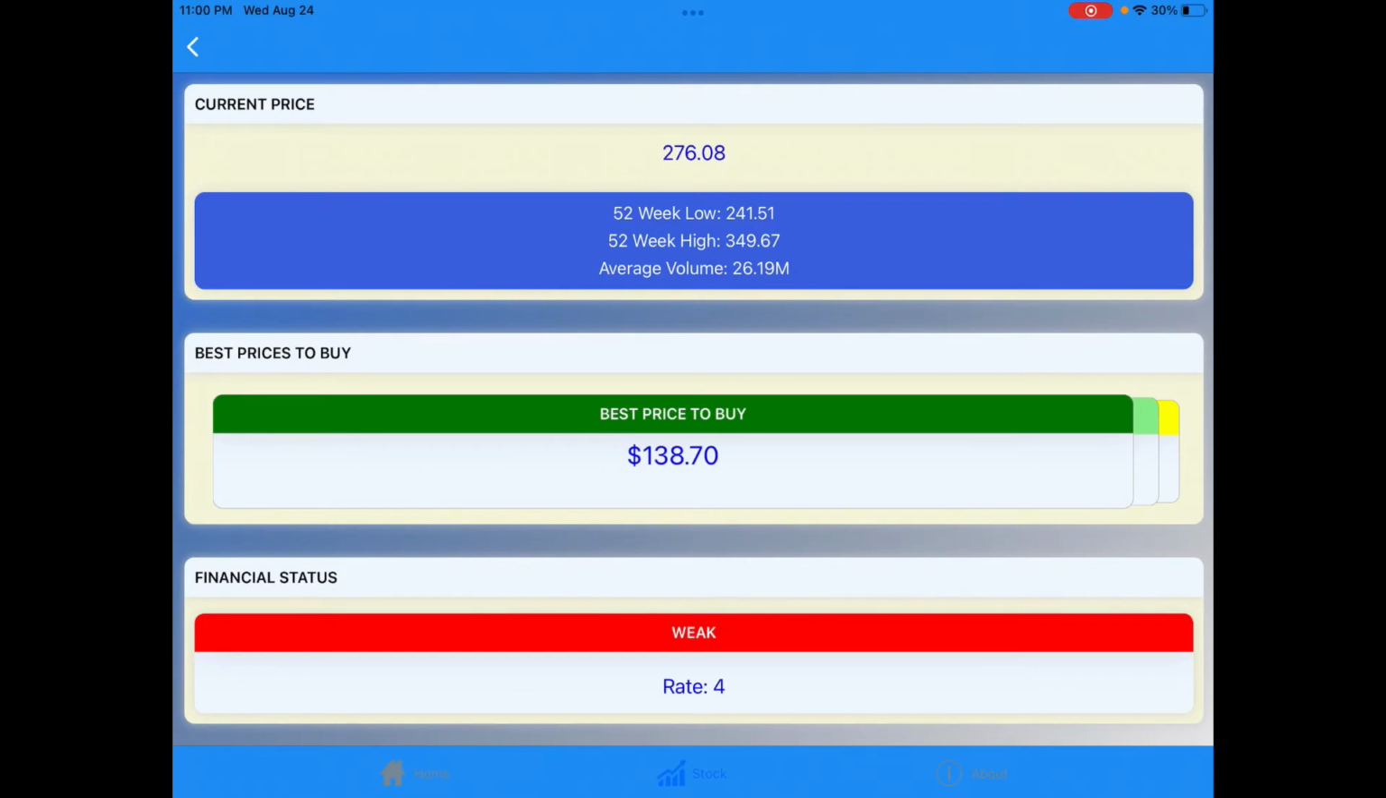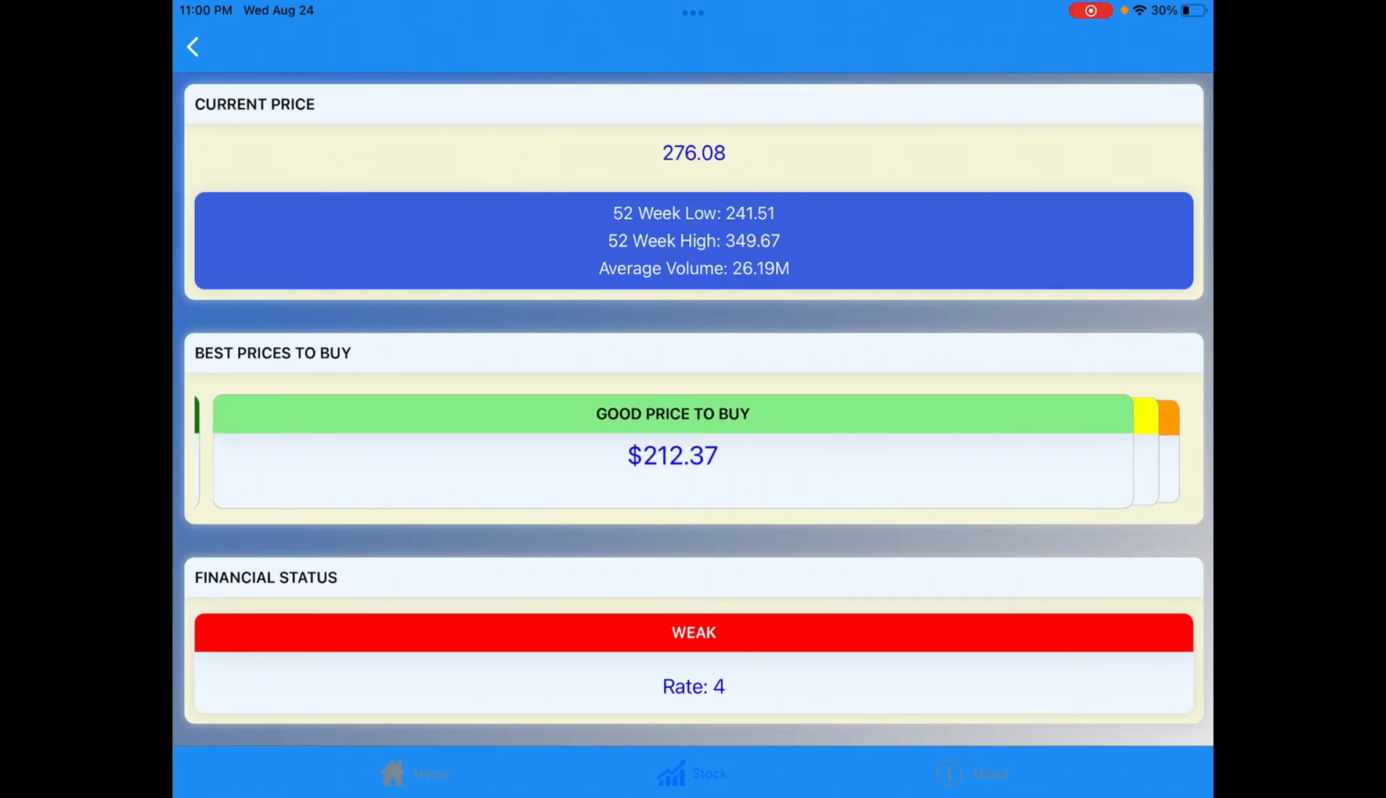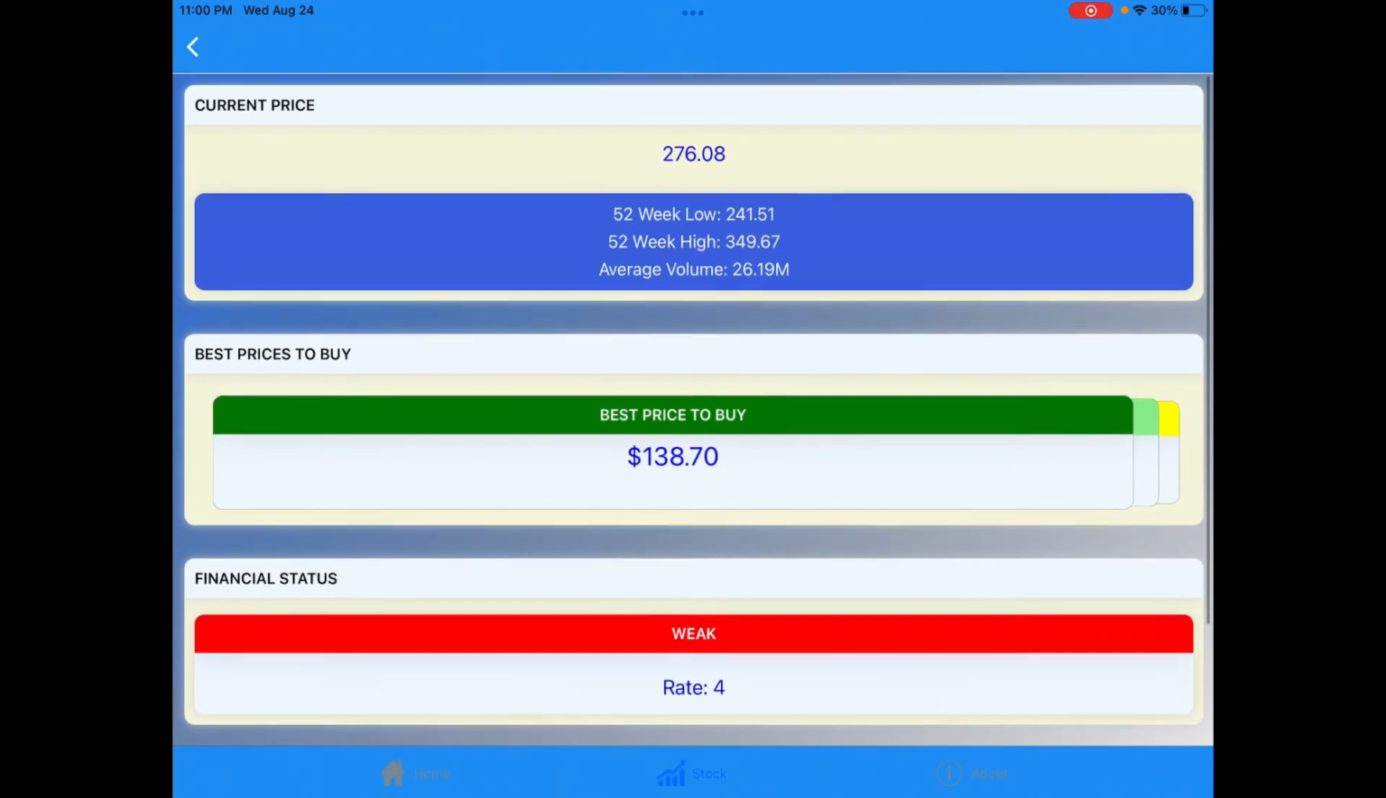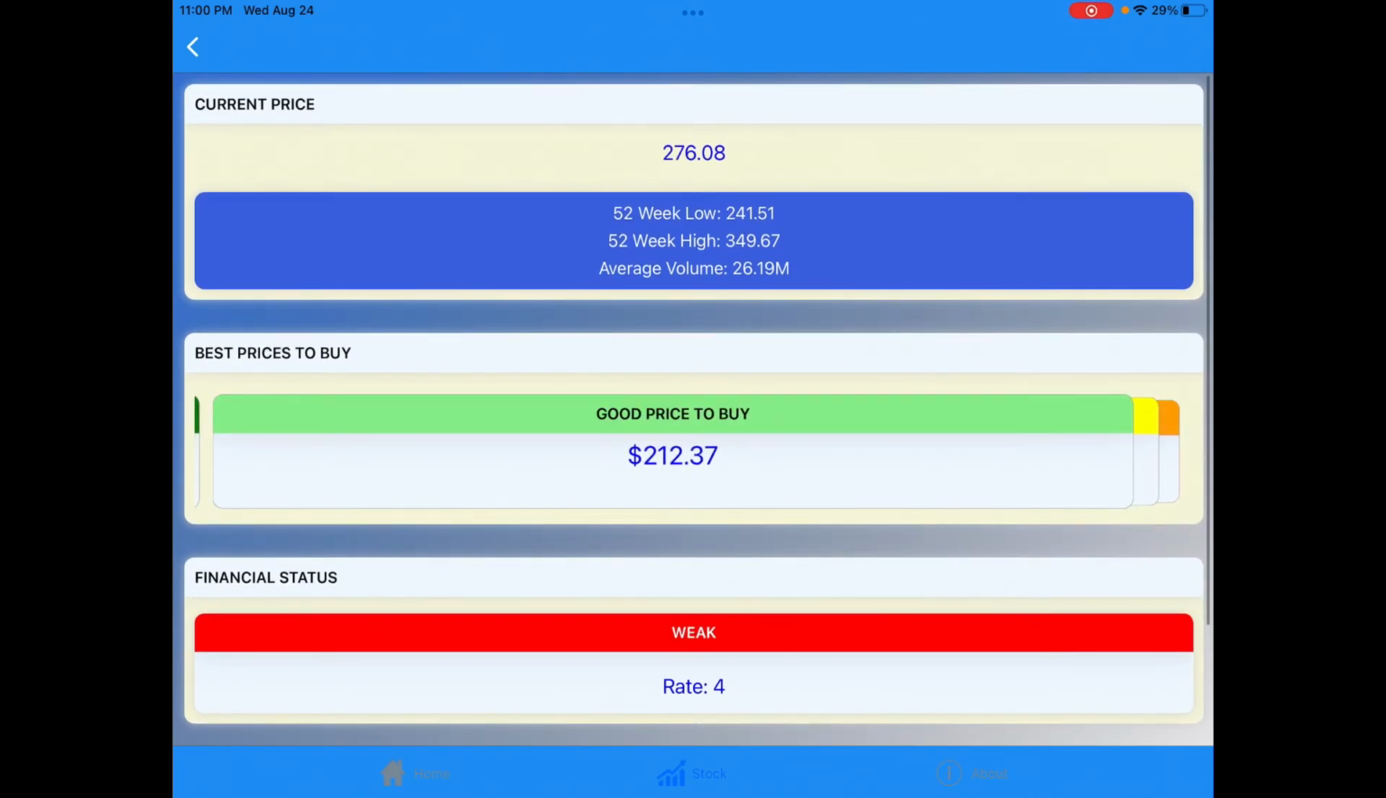So best price is telling you that for the stock to buy it is up to 138. So anything up to 138 is really the best price to buy Microsoft at this point. Like today, let's say the market is open. If it was below 138 and it's giving you this result, then the best price would be up to 138. Okay, the second thing is saying from 138 to 212, that's considered a good price.